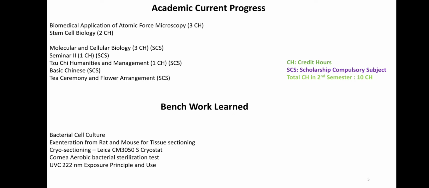This is my current academic progress. I took 7 subjects for this second semester, of which 5 subjects are compulsory for the scholarship. Below this is the bench work which I learned this semester: bacteria cell culture, H&E, UVC 222 nanometer exposure principle and use, cornea aerobic bacterial sterilization test, and cryosectioning with a cryostat machine.